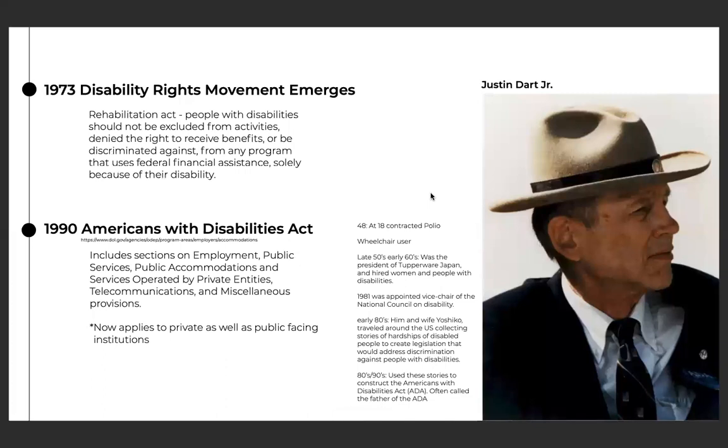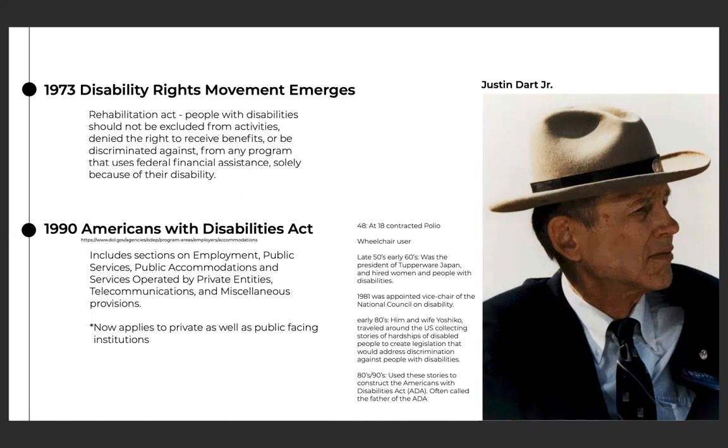And, at any point during this lecture, I do encourage you to pause the video and do some quick Google searches on every slide that I'm presenting, especially if you're interested in hearing more. So in 1973, the disability rights movement emerges. This only applied to programs that run with federal financial assistance, though. However, it did essentially pave the way for the ADA of 1990.